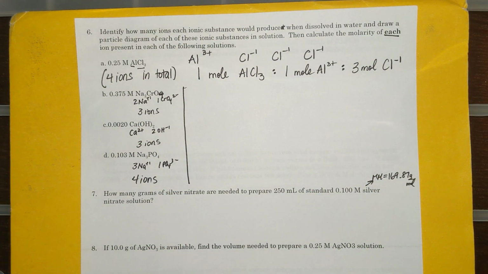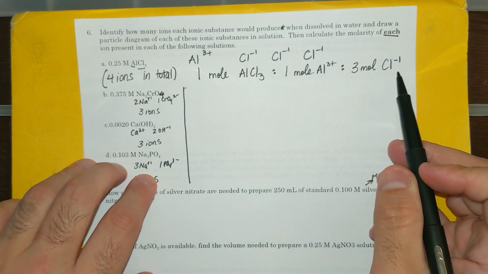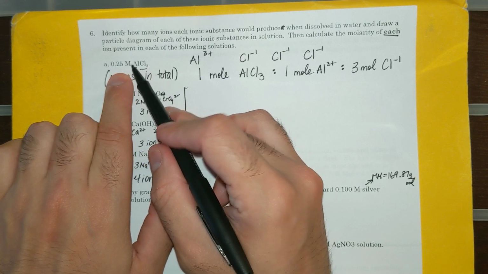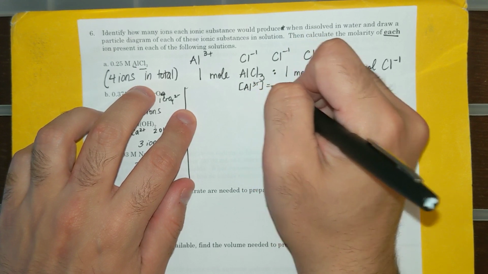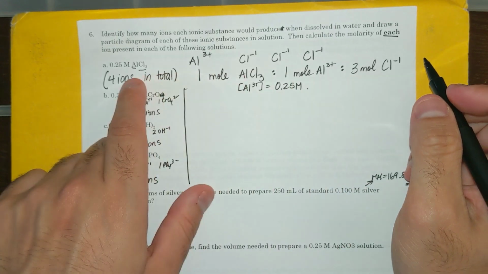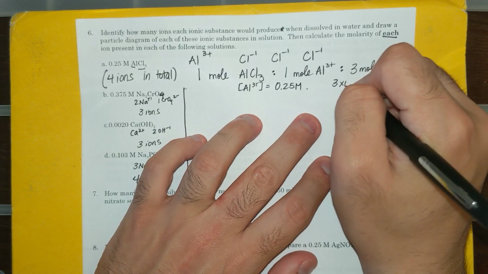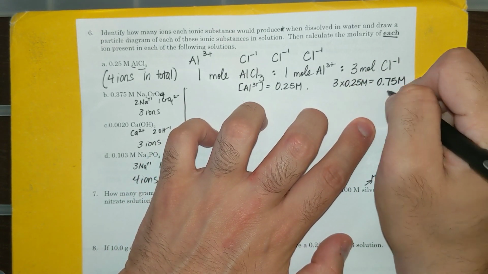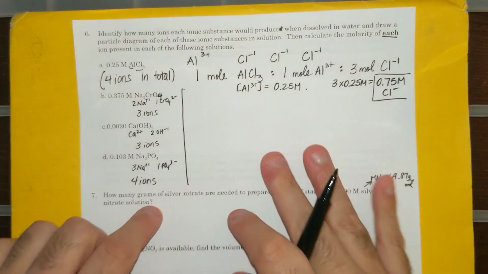And we talked about this in class. So whatever the concentration is, I'm multiplying times this ratio. So for every 1 AlCl3, there's 1 Al, and the concentration, which I'm going to show you in brackets, the concentration of Al3 plus is going to be 0.25 molar. But for Cl minus, there's 3 times the amount of Cl minus. So I'm going to do 3 times 0.25 molar, and that's going to give me 0.75 molar is the concentration of Cl minus.